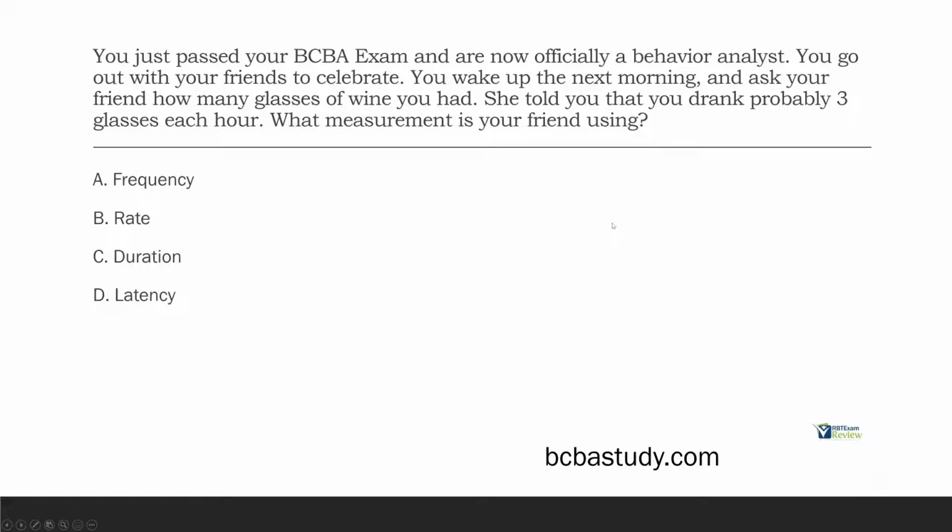You just passed your BCBA exam and now are officially a behavior analyst. You go out with your friends to celebrate. You wake up the next morning and ask your friend how many glasses of wine you had. She told you that you drank probably 3 glasses each hour. What measurement is your friend using?